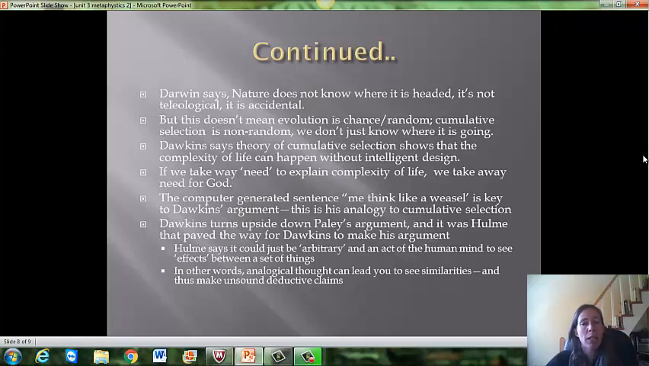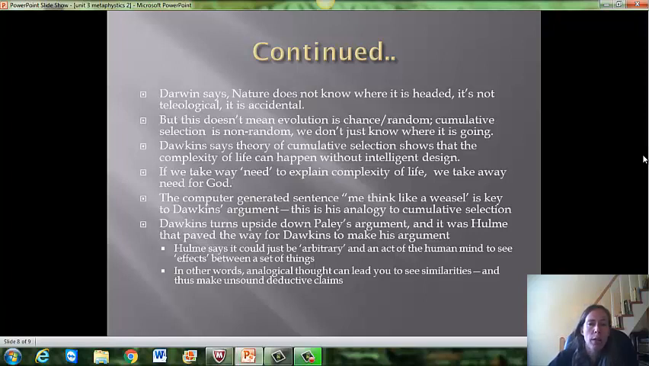So Dawkins, I hope you can see, just turns Paley's argument upside down, and it's actually David Hume that paves the way for Dawkins to be able to make this argument. This is why I had to bring up Hume. Hume says it could possibly be arbitrary, because it's the act of the human mind to see effects or relationships between sets of things. So humans just want to see that there's a connection, there's an analogy, but it could be an arbitrary chance. And this is how you connect from Paley to Hume to Darwin to Dawkins' argument. So in other words, analogical thought can lead you to see similarities and therefore to make unsound deductive claims.